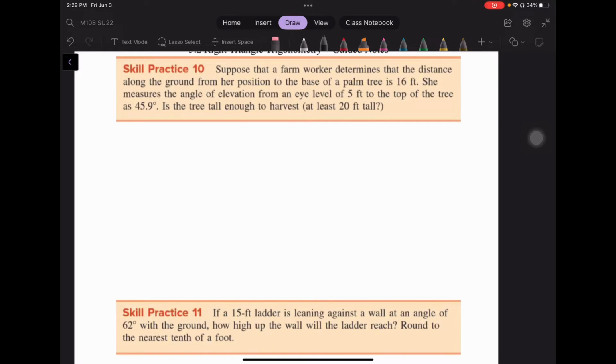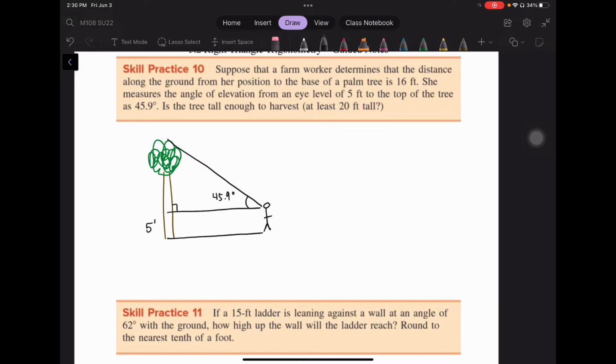So let's draw this picture. We've got this tree, terrible tree, but you get the idea, that she's measuring from eye level to the top. That's going to create a right angle, and that angle of elevation is 45.9 degrees. We've got this 5-foot distance here, and we need to know how high the rest of the tree is. So we need to find this height over here. We also know that the farmer is 16 feet away.